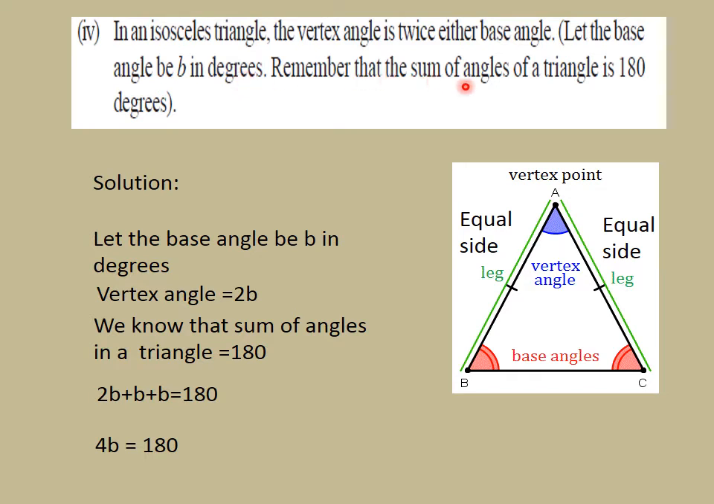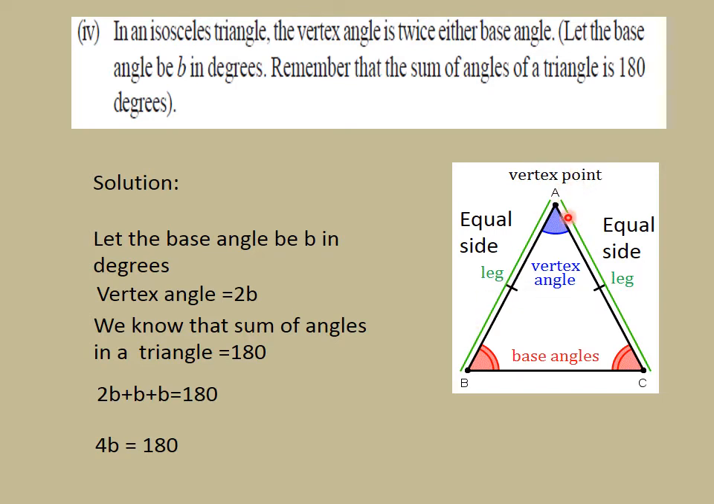Remember that the sum of angles of a triangle is 180 degrees. So what is an isosceles triangle? An isosceles triangle is a triangle in which we have two equal sides.